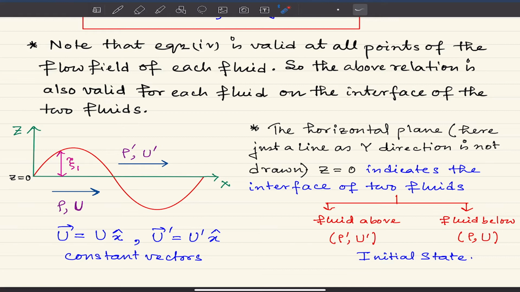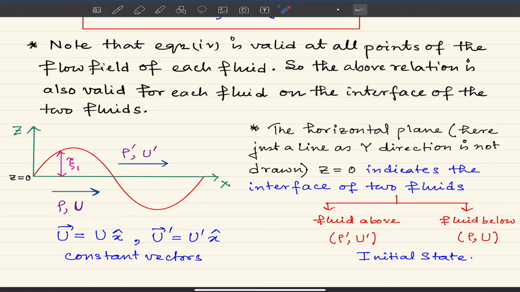Now this line at z equal to 0 defines the interface of the two fluids. Okay, and so I have already said that the fluid above is characterized by rho prime and u prime, that is the primed quantities, and the fluid below is characterized by the unprimed quantities, that is rho and u. Okay, this is the initial state.